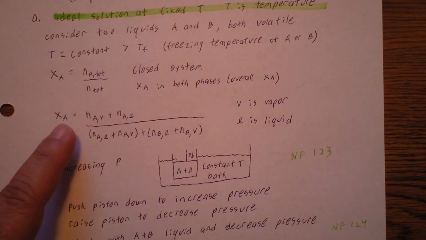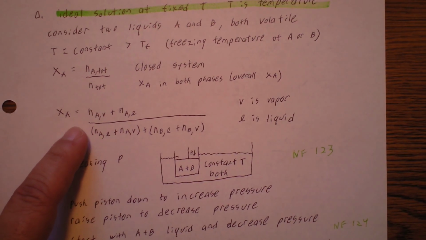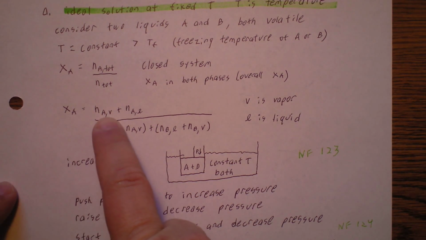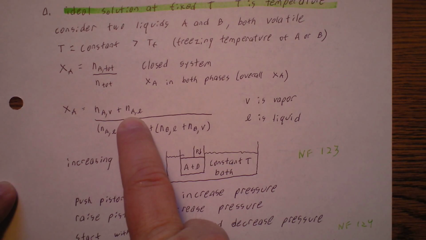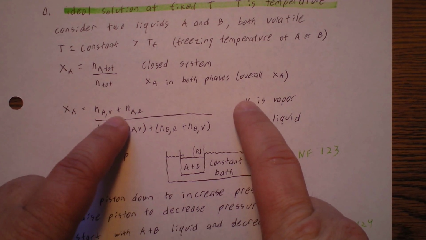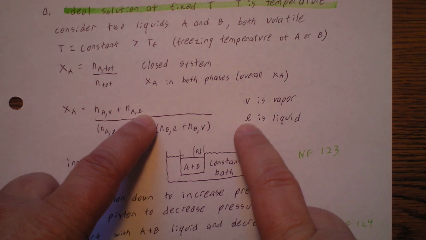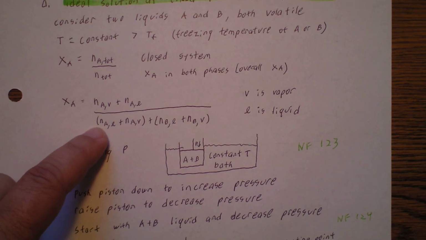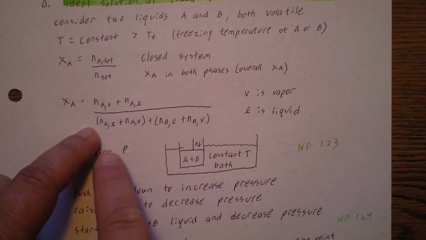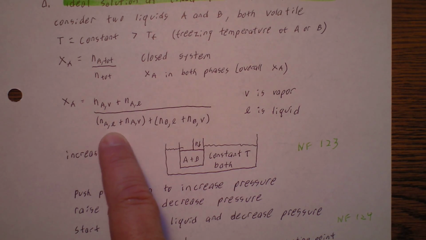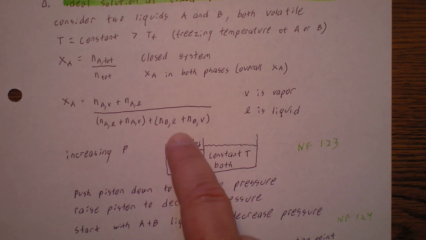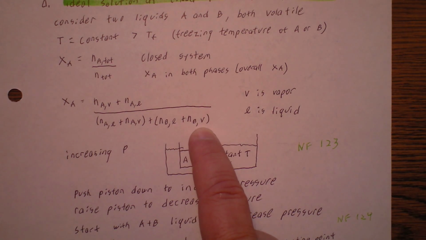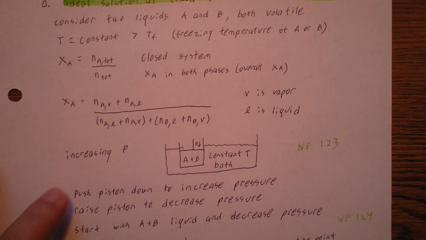Likewise, some of that A is in the vapor phase, and some of it is in the liquid phase. So the mole fraction of A could also be written as the number of moles of A in the vapor phase plus the number of moles of A in the liquid phase. We're using subscript V for vapor and subscript L for liquid. Then the total number of moles would be the moles of A in the liquid phase plus the moles of A in the vapor phase plus the moles of B in the liquid phase plus the moles of B in the vapor phase.